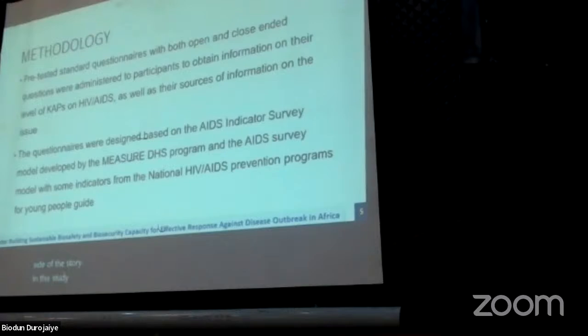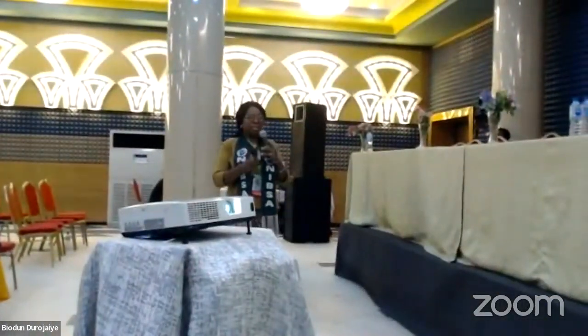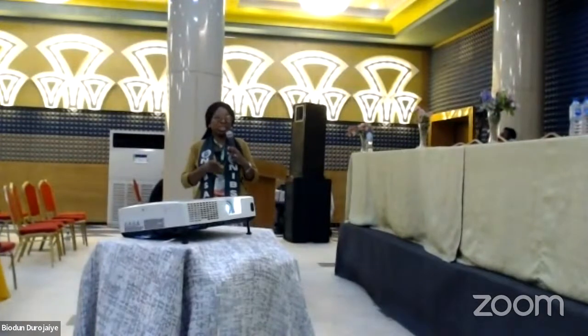For the purpose of this study, pre-tested standard questionnaires with both open and closed questions were administered. This is a questionnaire developed by the Measure Demographic Health Survey Program. It has already been tried in other states and other countries, and it was adopted for this study. It's a prepared questionnaire with the youth in mind, with questions designed to assess their knowledge of HIV/AIDS.